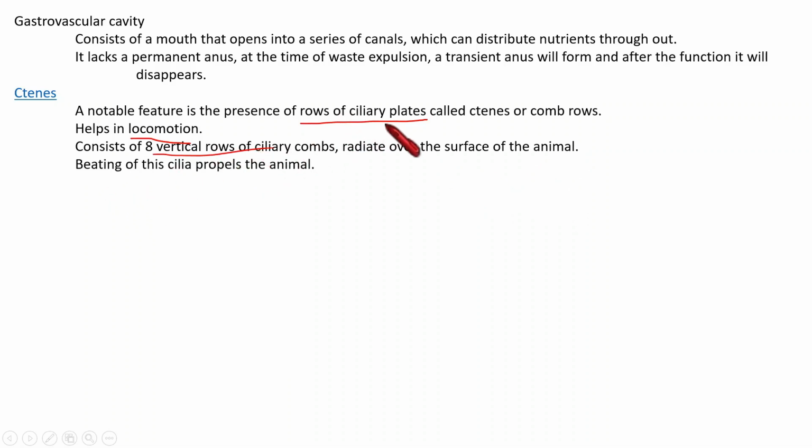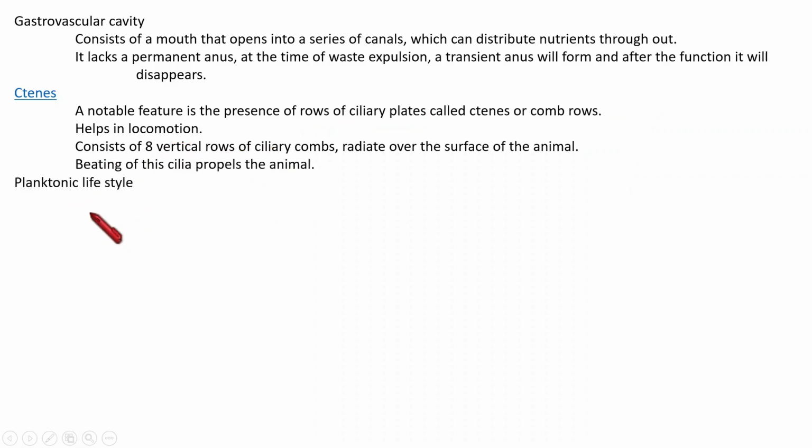And in each plate, there are so many transverse rows. Suppose this is a plate running throughout its body. It will contain so many transverse rows of cilia. By the beating of these cilia, the organism moves.